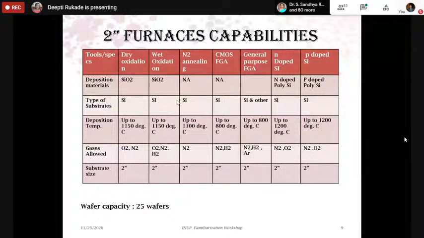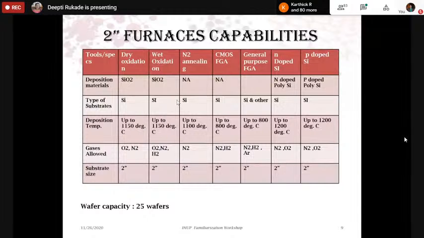Then we have a separate nitrogen annealing furnace, which is dedicated only for nitrogen annealing. Then we have a CMOS FGA furnace that is for forming gas annealing. Then we have a general purpose FGA. Now, like I explained for PLD, where we have a separate PLD4 which has an uncontrolled axis, similar is the purpose for this furnace. Another example I would give along similar lines is mostly when you do some kind of deposition.